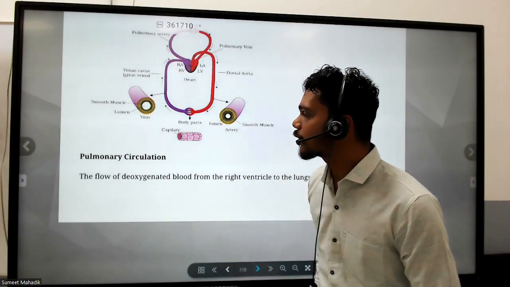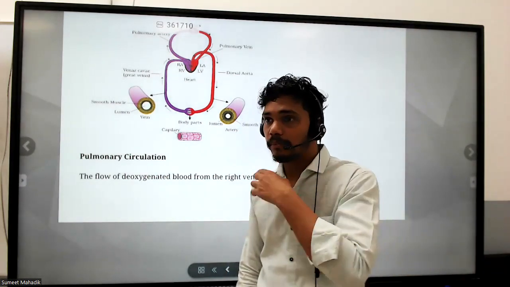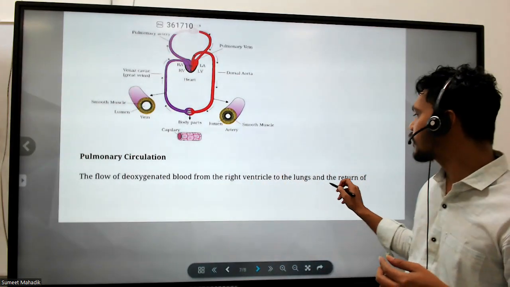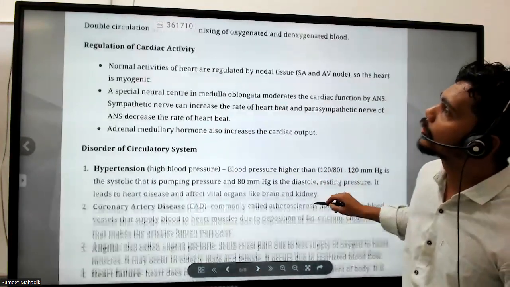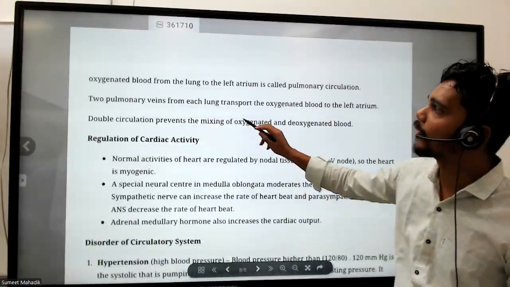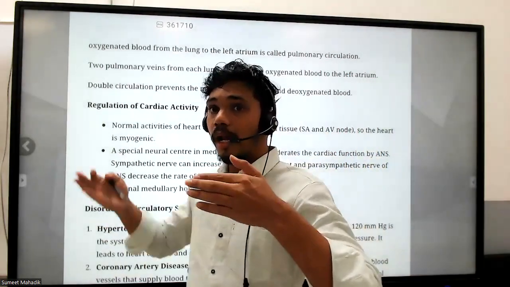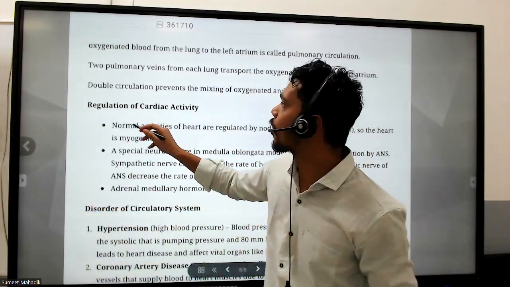Now, pulmonary circulation. What is pulmonary circulation? If the heart wants to pump, definitely it requires some blood as well, right? So the flow of deoxygenated blood from the right ventricle to the lungs, and the return of oxygenated blood from the lungs to the left atrium, is called pulmonary circulation. Meaning, the lungs and the left atrium will be there. Okay.